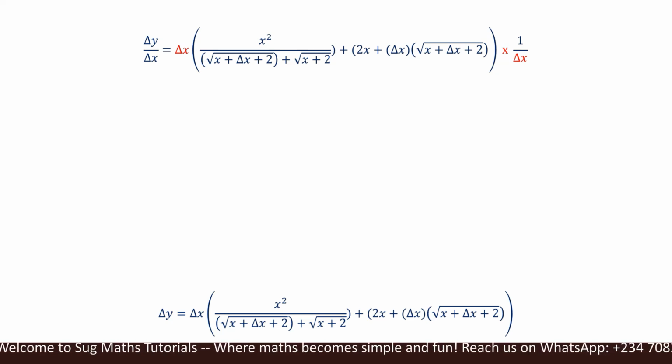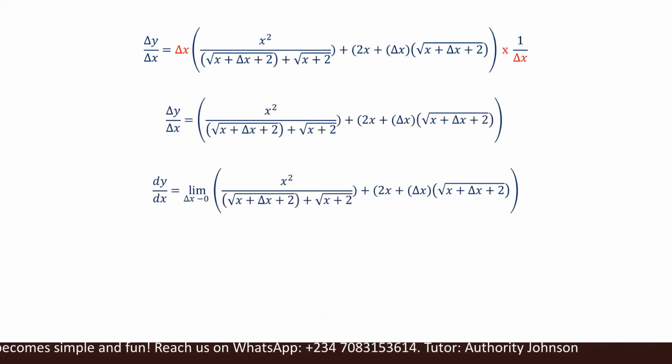So we can see clearly that we have change in x in our numerator and change in x in our denominator, so they are going to cancel, right? Good. So after cancelling, we are going to take the limit as change in x approaches 0. So taking the limit as change in x approaches 0, when we take the limit on the left hand side, we are going to have dy/dx.